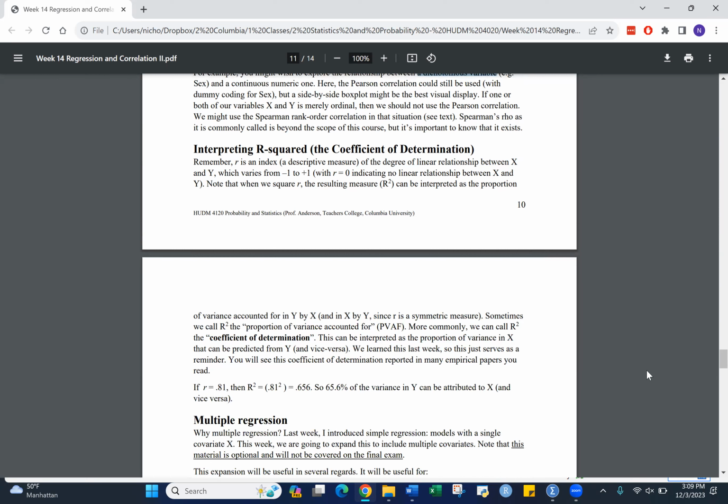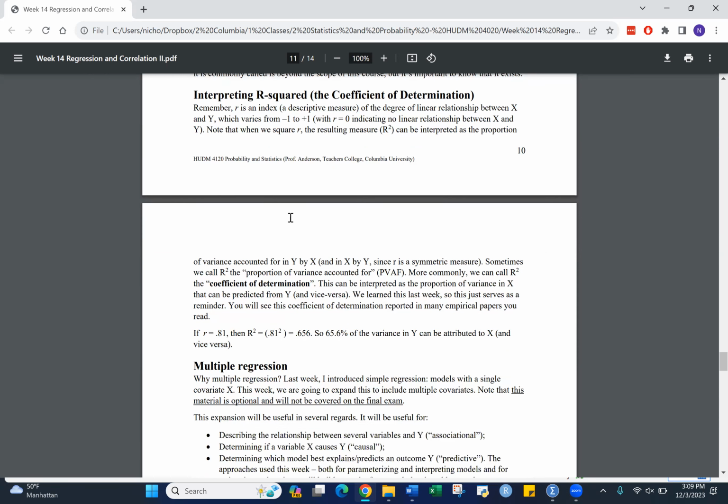And now last but not least, we have the coefficient of determination. So this was already covered last week. This is just put here as a reminder, but it's extremely important. You're going to be reading a lot about R squared if you continue studying statistics in the future.